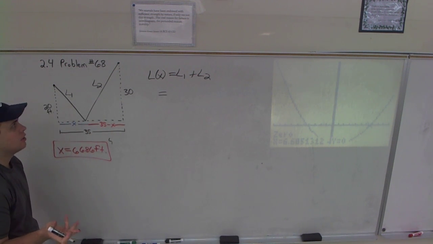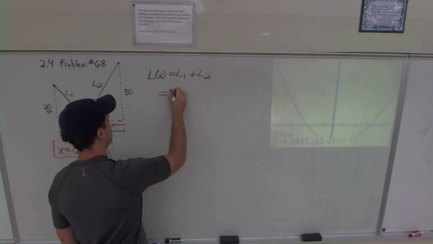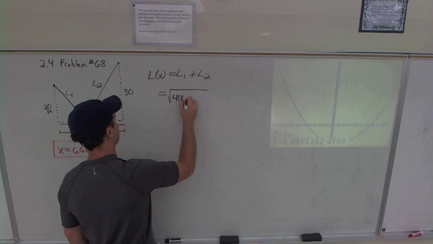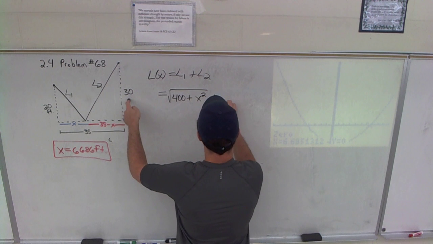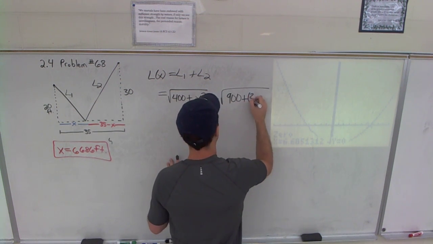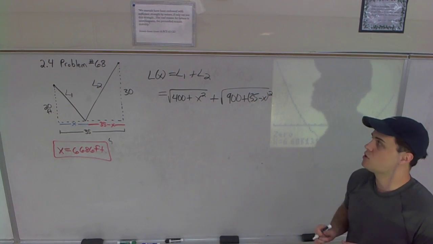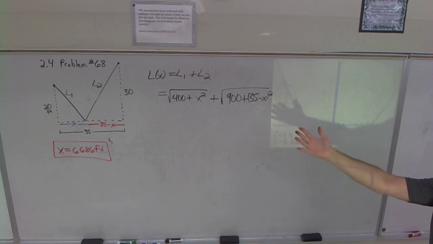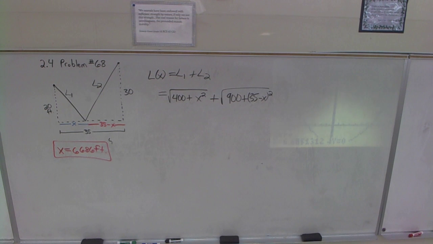So we're going to go back and use Pythagoras again. Length 1 is just the square root of this squared plus this squared. So 400 plus x squared, that's length 1. Length 2 is the same kind of thing. It's going to be the square root of 30 squared plus this distance squared. And we're not going to actually do calculus to find the minimum length here. Now we have a function, we can just put it in our calculator and find the minimum on it. So that's all there is. So I'm just going to stick that in and we'll be good to go.